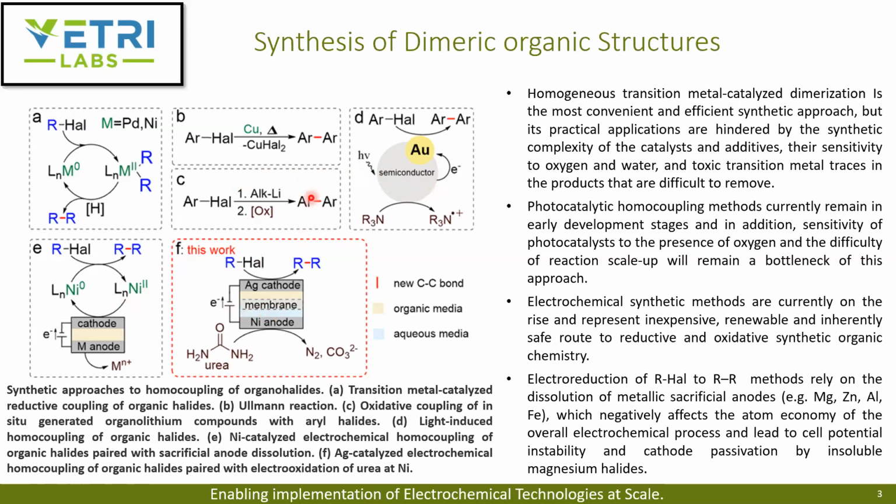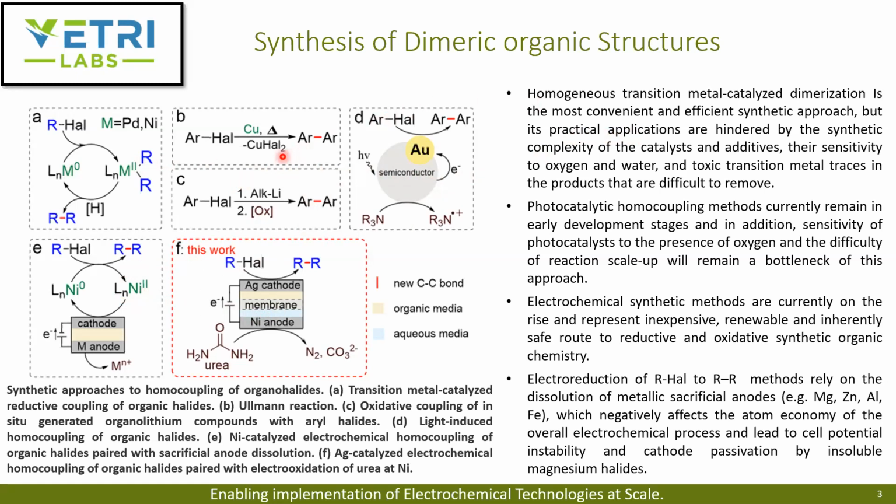Among all these different methods, homogeneous transition metal catalyzed dimerization is the most convenient and efficient synthetic approach because it requires mild reaction conditions. But in practical applications, they are hindered because of the complexity of the catalyst and the additives they employ. They are very sensitive to oxygen and water. And they also leave toxic transition metal traces in your products, which are difficult to remove.